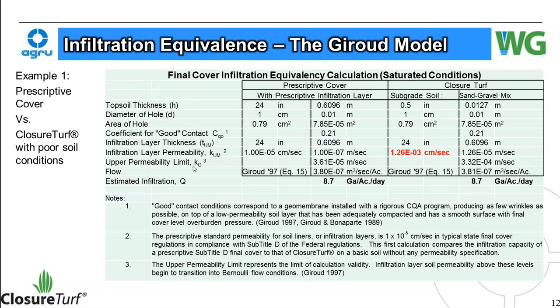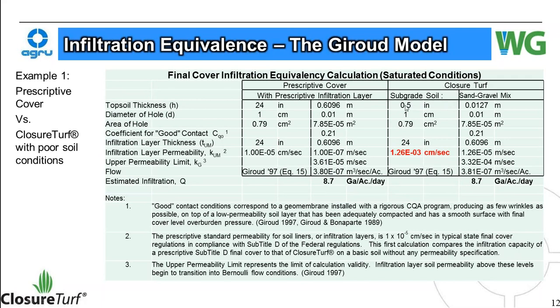The upper permeability limit here is where this flow through the liner starts to transition into a Bernoulli flow condition, or this hole becomes basically an orifice. So the permeability of the underlying soil has to be this or greater for you to start getting orifice flow conditions through that hole. So anyway, the estimated flow of this prescriptive cover is 8.7 gallons per acre per day.